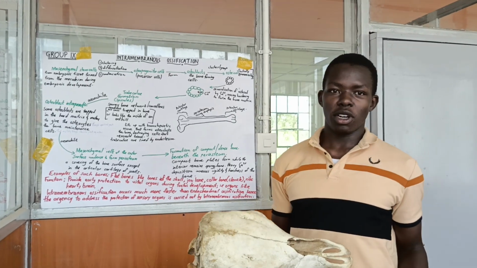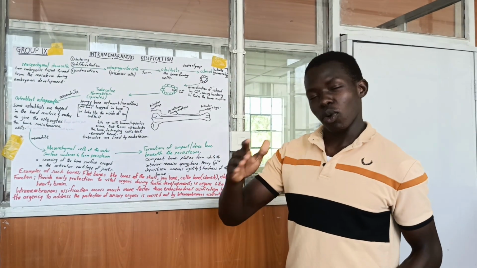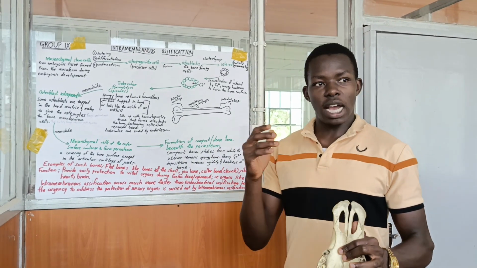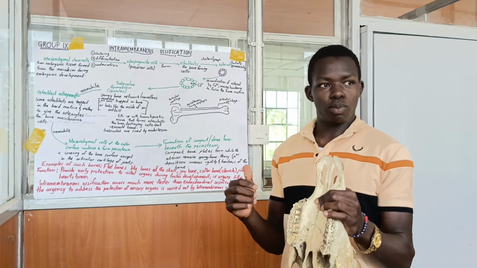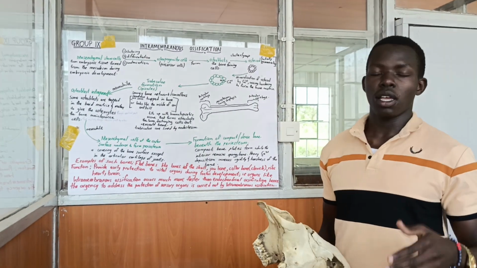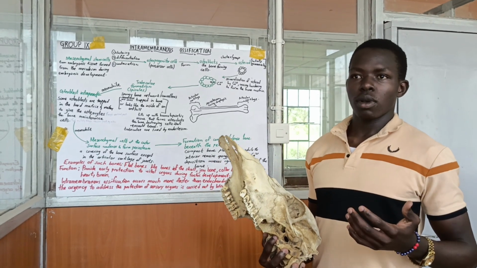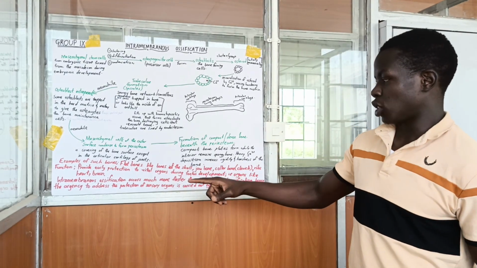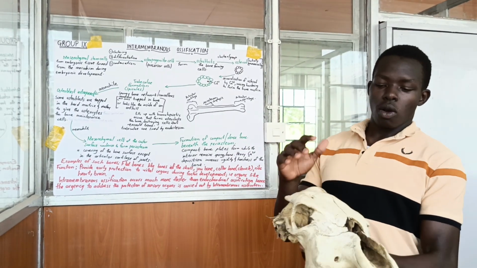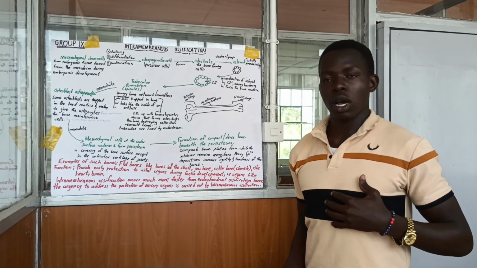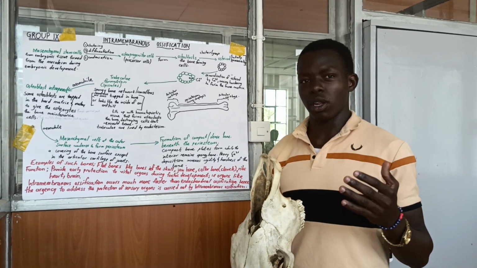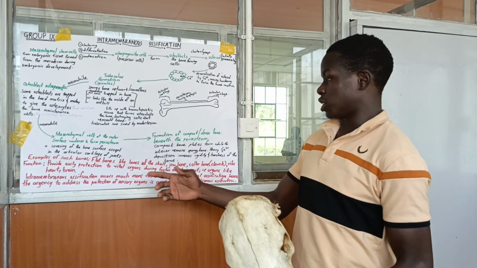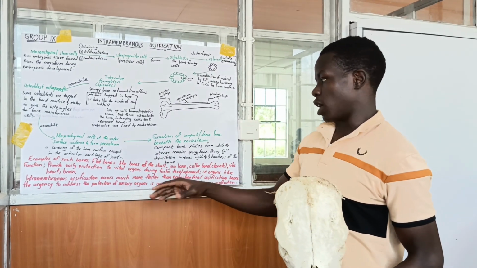However, why intramembranous ossification? Compared to endochondral ossification, it occurs much faster. Therefore, we have the urgency required to address protection of vital body organs, such as the heart, the lungs and the brain. As the embryo is developing, the organs are being formed. The brain needs immediate protection to prevent it from being damaged. So we have examples of such bones, including flat bones like the bones of the skull.